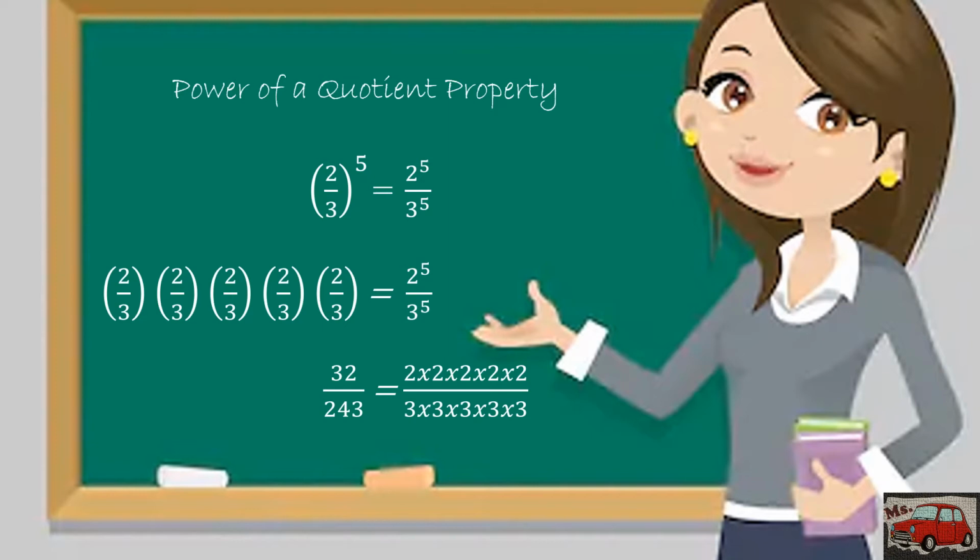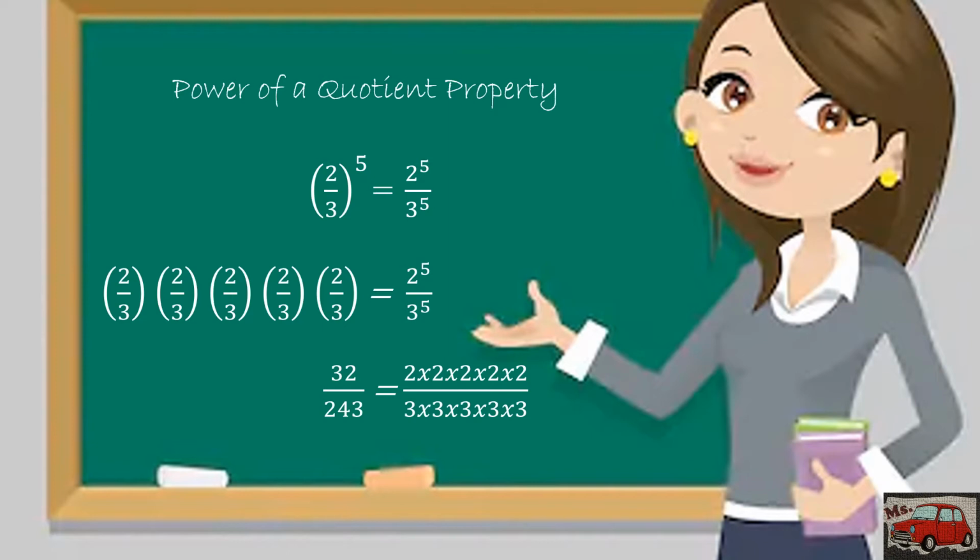Since exponent niya is 5, ang ibig sabihin lang niyan is yung 2/3, i-multiply natin siya ng 5 beses sa sarili niya. So, we have what you see on the screen. Di ba kapag nag-multiply tayo, ang gagawin lang natin is we will add the exponent. So, yung 2/3, minultiply natin ng 5 beses sa sarili niya. So, bawat isa dyan, ang exponent niya is 1. So, since it's multiplication, i-add lang natin yung exponent na 1.